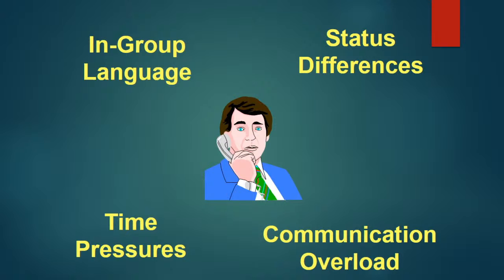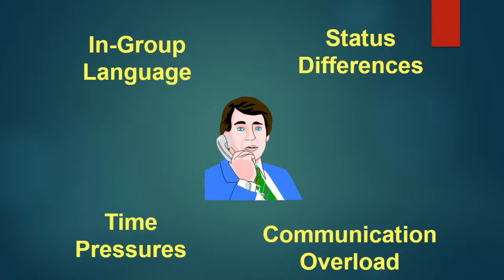Then in-group language is another factor in communication. It relates to situations where people don't understand each other and cannot understand each other's language. The inability to communicate using a language is known as language barrier to the communication. So whenever this language barrier or in-group language barrier is there, it will again create a barrier for the communication.